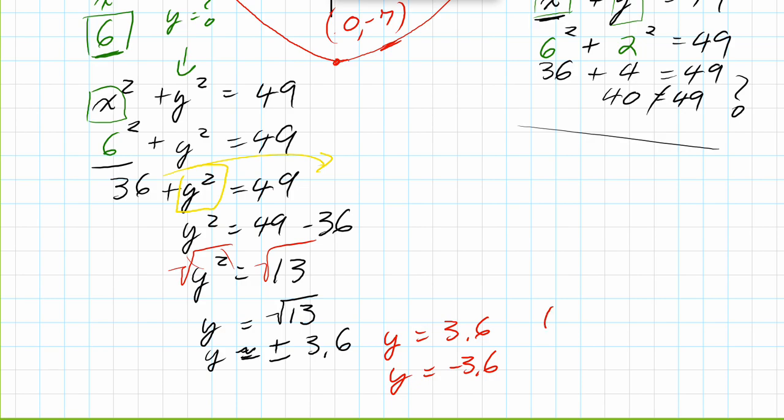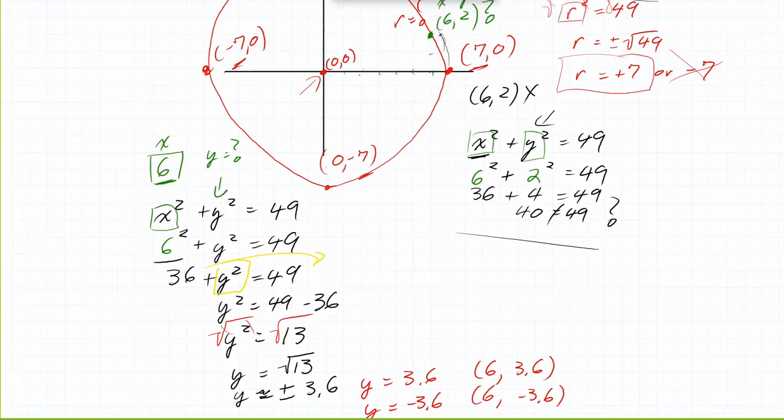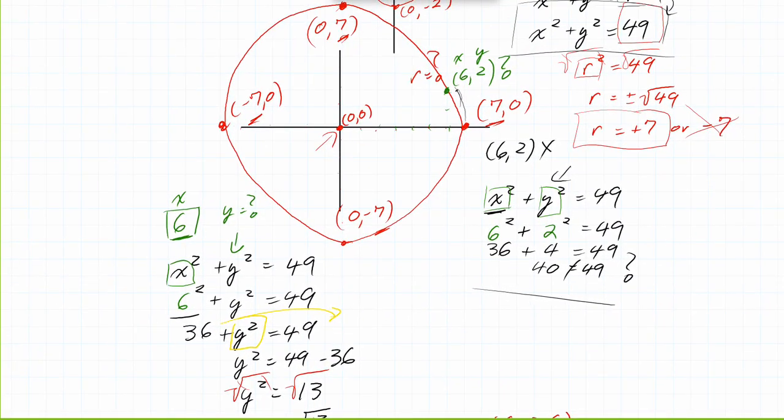So in other words, there's two coordinates. There's 6 and 3.6 and 6 and negative 3.6. Now remember, 3.6 is rounded just a little. I'm going to zoom out. But the reason this makes sense is because here, it's actually 6 and 3.6. And then if we were to draw a vertical line, look at that. It hits it at another point, 6 and negative 3.6.